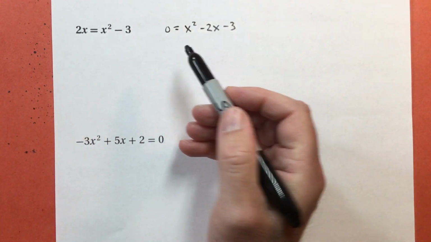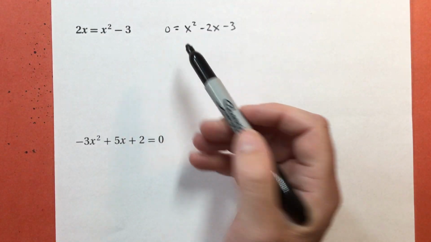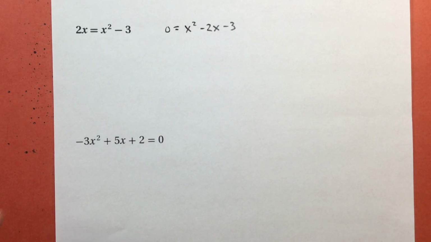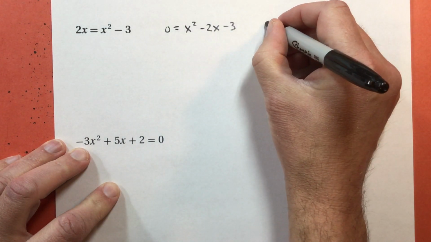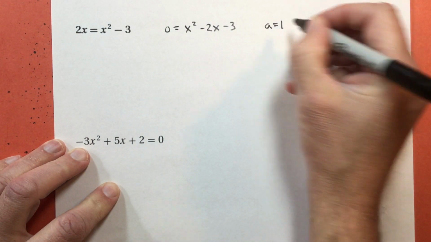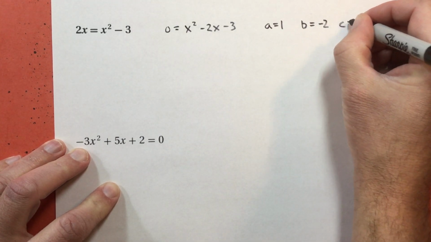And it doesn't matter if it's something equals 0 or 0 equals something. The whole thing just, they have to be equal to each other. So if I look, my a, I don't see anything. That means it's the hidden 1. My b is -2, and my c is -3.